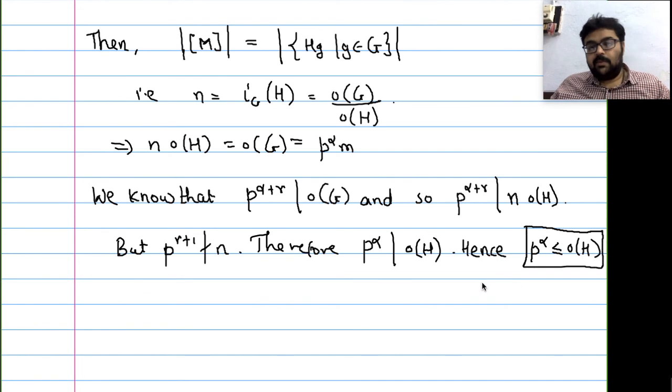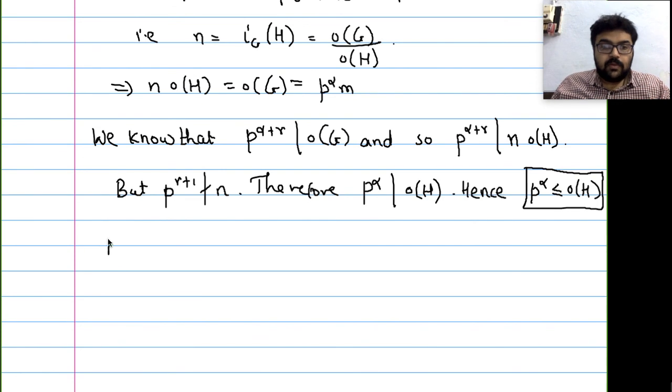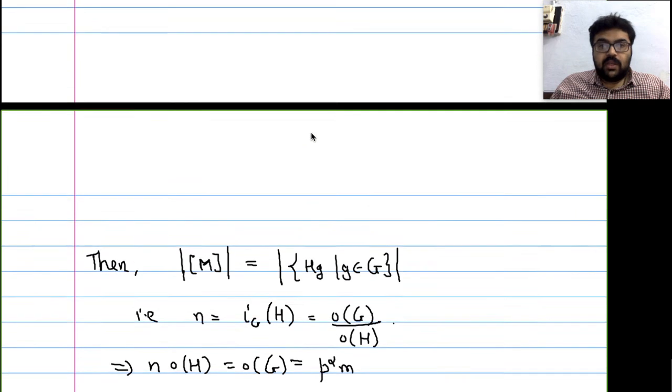Right, because minimum that much is there. So this is one case. Now we show the other way: order of H is greater than or equal to P power alpha. So what is H? Let us recall H. What is H?